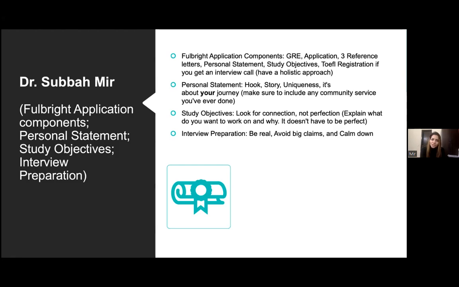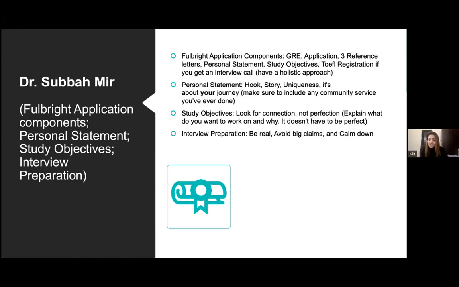Study objective, look for connection, not perfection. Explain what you want to do and why. It doesn't have to be perfect. Because a lot of the time, for example, what I wrote even in my accepted application was not exactly the PhD research work that I did. However, it did make a connection between what I wrote and what I did in the past and what I wanted to do in future. So make sure to have that connection, but it doesn't have to be perfect.